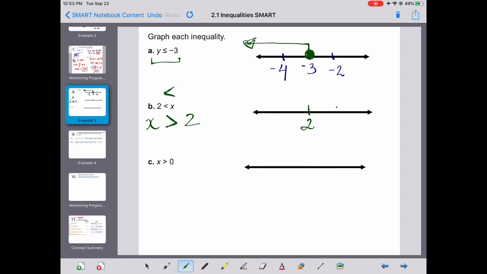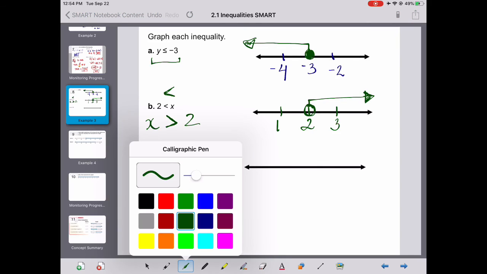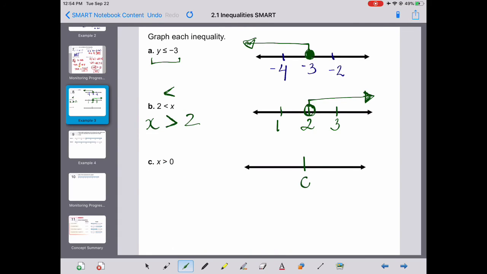Plot the number 2, a number to the right, a number to the left. A point in an open circle goes on 2 because it's not an equal to symbol. And greater than would be all values to the right. Number 3, x is greater than 0. A point goes on 0. We put an open circle again on 0 and shade everything to the right.